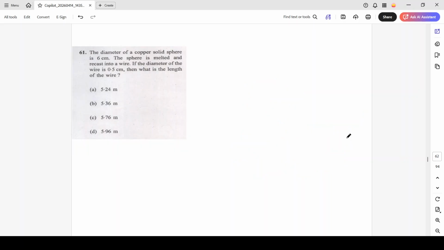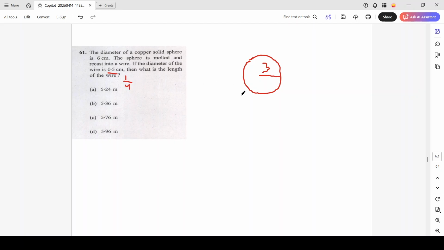Okay, now move on to the next question, 61. The diameter of a copper solid sphere is 6 centimeter. This is a copper solid sphere. It has a diameter of 6 centimeter. That means the radius will be 3. The sphere is melted and recast into a wire of diameter 0.5, means half. What will be the radius? 1 by 4, half of half.